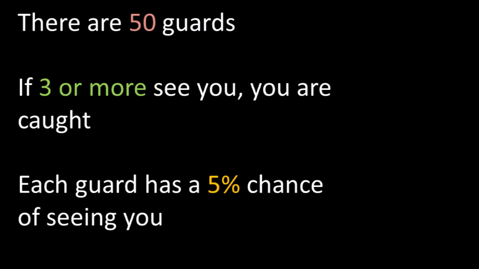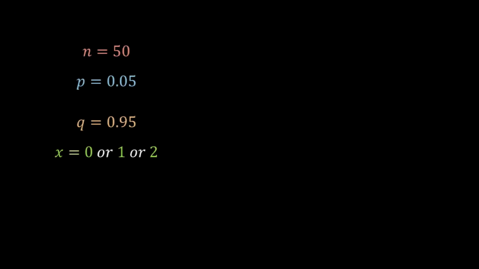Let's figure out what numbers to plug into the formula. There are 50 guards, so n is equal to 50. You escape if 0, 1, or 2 guards see you, so in this case, success being seen, and x is either 0, 1, or 2. And therefore p, the chance of a guard seeing you, is 0.05, q is 0.95.